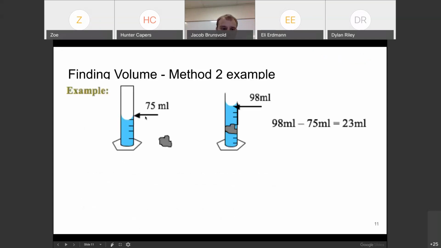So here we've got a graduated cylinder, and if you measure from the bottom of the meniscus, apparently this is 75 milliliters. And then if you drop the rock in there, the water level rises to 98 milliliters. 98 minus 75 is 23. So that means that the rock has a volume of 23 milliliters. So the units for volume in this case are milliliters.